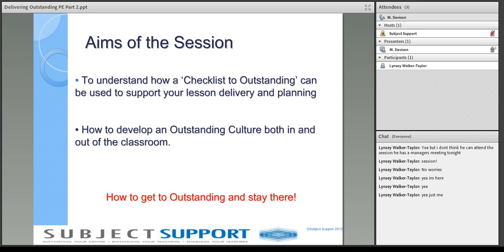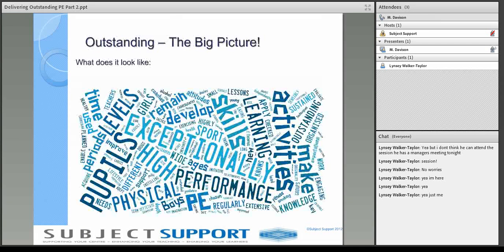Ultimately, the idea is that by the end of today's session you'll go with lots of things from both today and previously that will allow you to get outstanding, but ultimately stay there and repeat this outstanding time and time again. Okay then, so we'll move along. Just a quick refresher from the last session: what is outstanding and what does it look like?